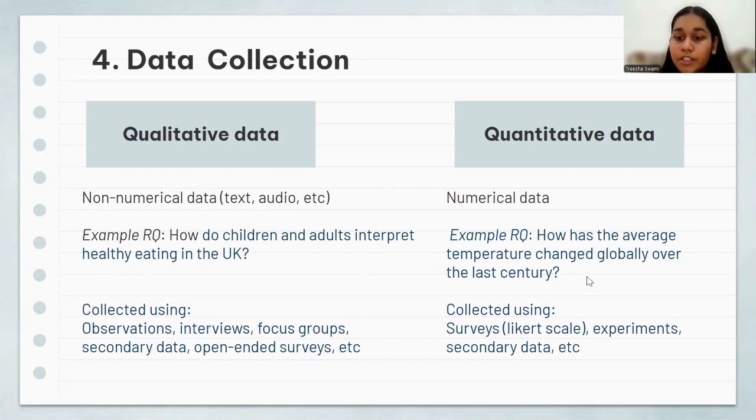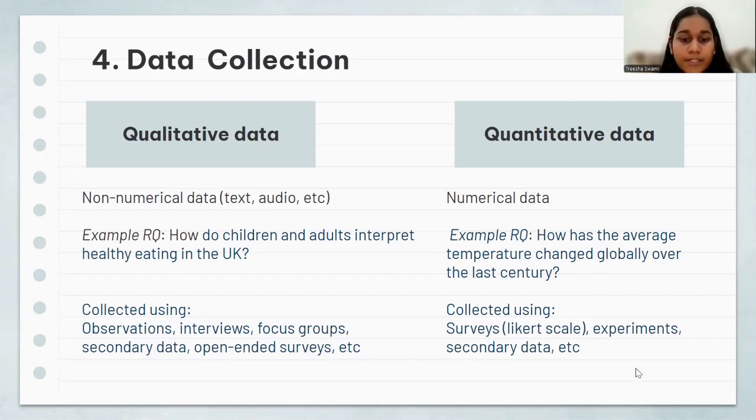Coming over to the research question of a quantitative research. It says, how has the average temperature changed globally over the last century? It is pretty clear that here we see a quantity, which is temperature. And usually this kind of research question can be answered by collecting data of, let's say, temperature records and data from various weather stations across the world.